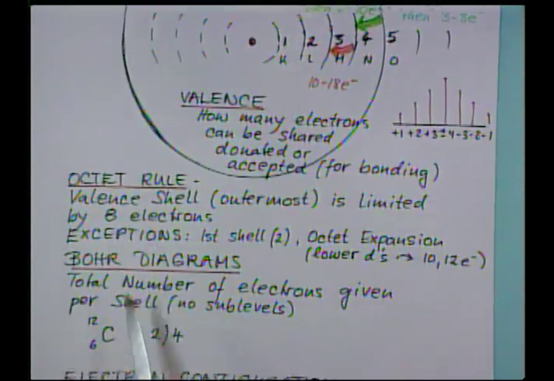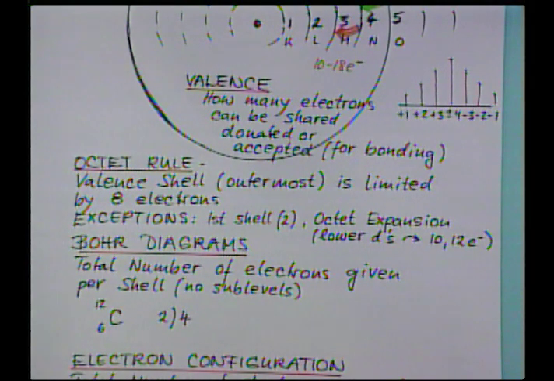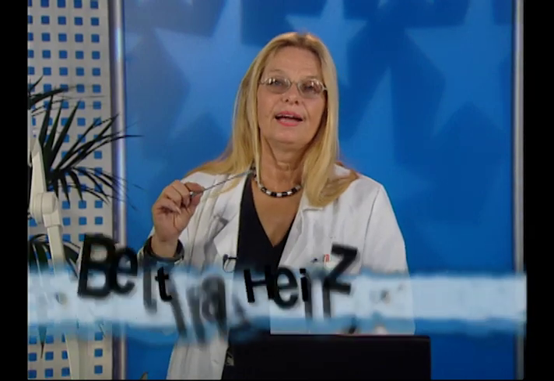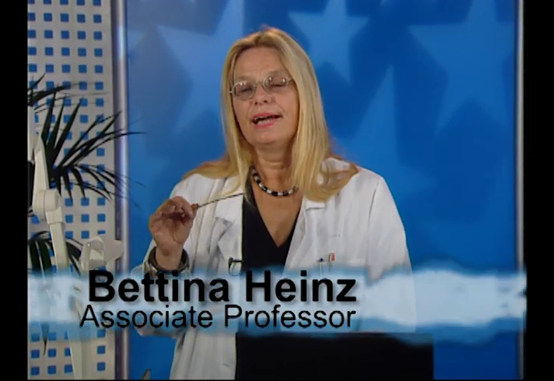The octet rule we already mentioned always refers to the outermost shell. That means the outermost shell, regardless of what normal number it should or could have, has to be limited to 8 electrons. Now we have these exceptions, as I mentioned. The first shell cannot have more than 2. And we do have sometimes the possibilities of elements that are in the higher periods, 3 and onward.